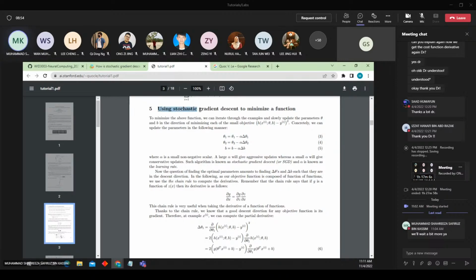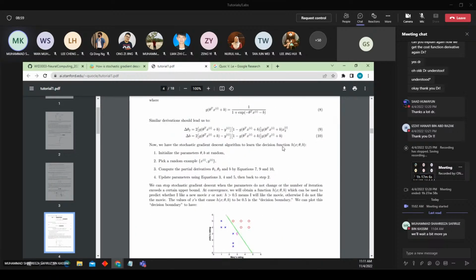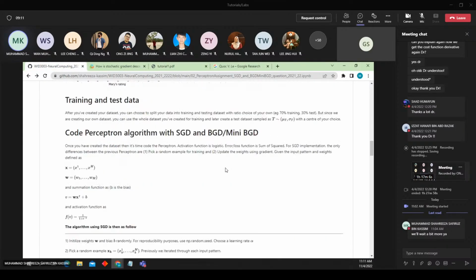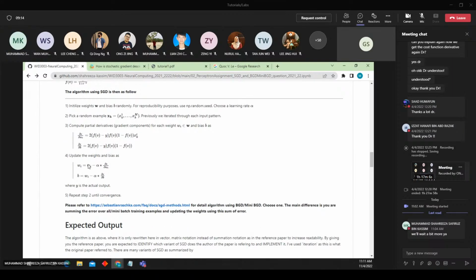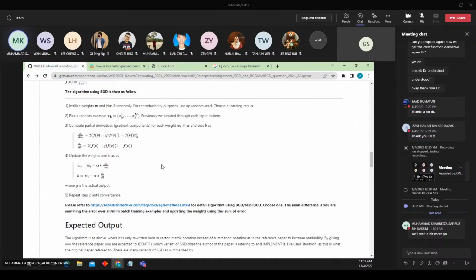Now it says using stochastic gradient descent to minimize a function. So there is an algorithm, the algorithm is actually this one, and I've rewritten this in the assignment as this. So this is actually from this. I've added a little bit more explanation here.